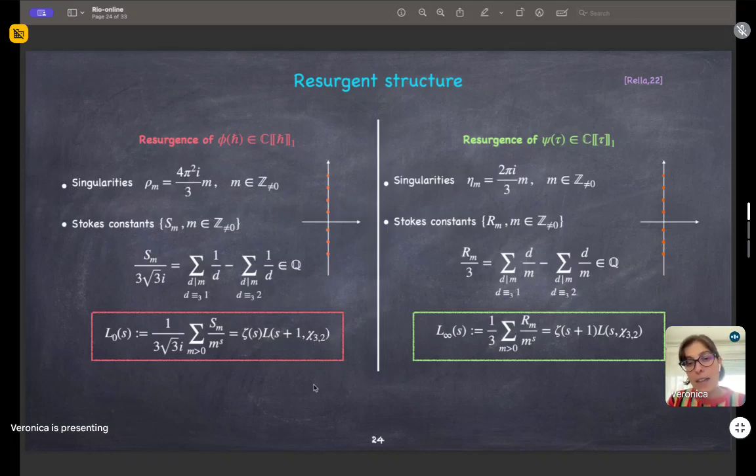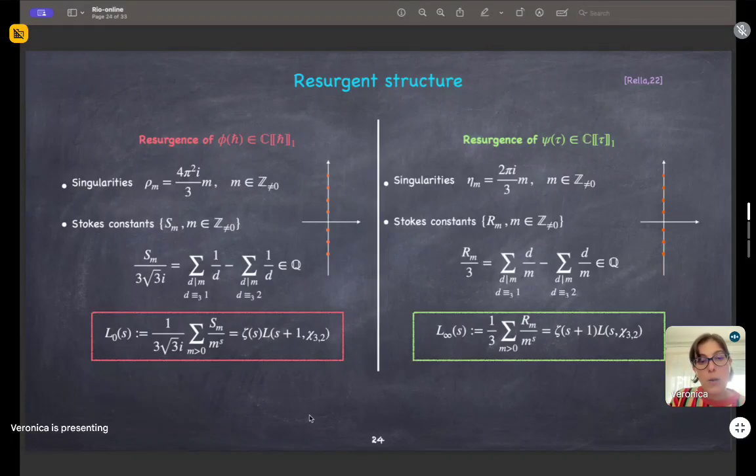And similarly, in the other limit, if you look at the function psi, again you have a tower of singularities. Now the distance between the singularities is slightly different, this 2 pi over 3. And the Stokes constants, so the residues, are now computed by this other divisor sum function. And the L-function is defined in the following way. So you have a shift. If you look at the two L-functions, they kind of look the same. There is a shift in the s variable here.